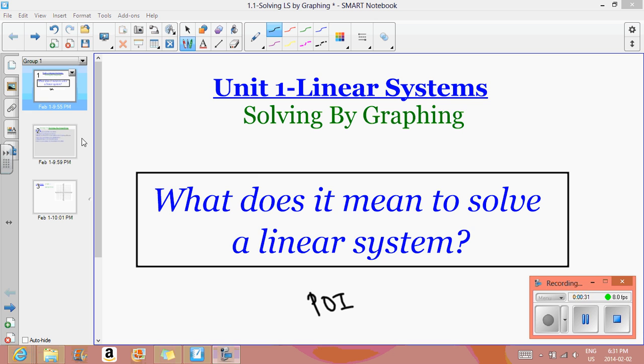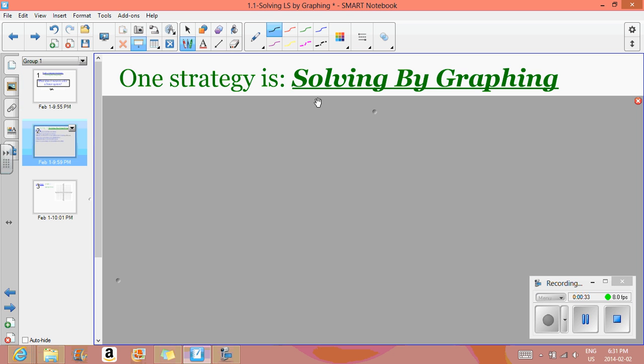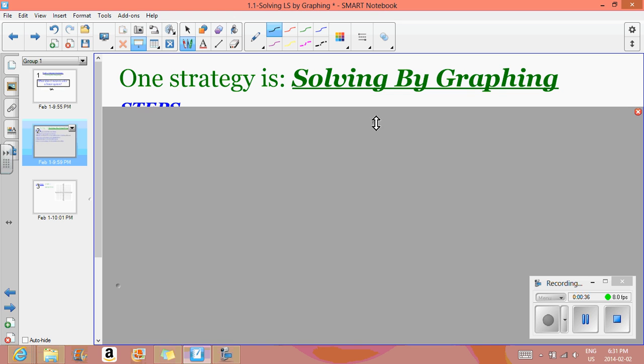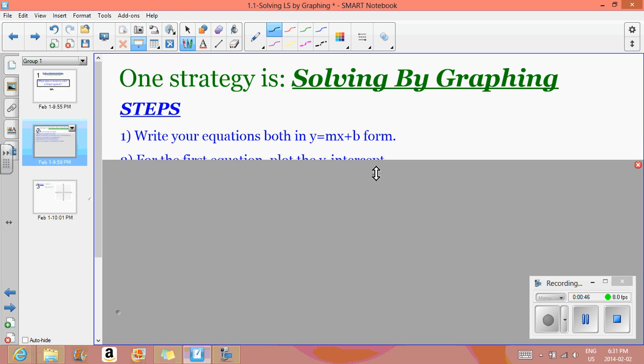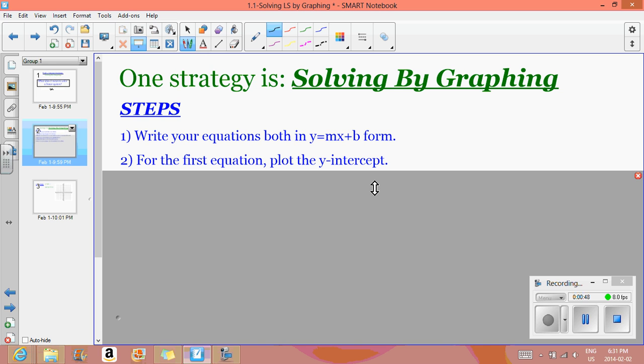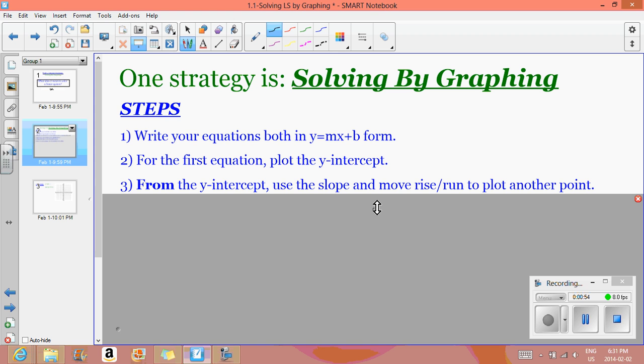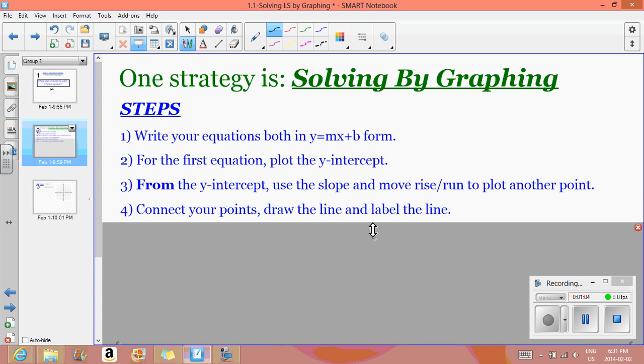So we're going to go through some of the steps, and again, this is just for solving by graphing. The first step is that you need to write both of your equations. It's possible that one of them could be in standard form. You need to write both of them in y equals mx plus b form. The next step is you're going to look at one equation at a time. For the first equation you're going to plot the y-intercept, and from that y-intercept you're going to use the slope, rise over run, and then plot another point. Once you've plotted that point, you're going to connect those dots, draw the line, and then label the line.